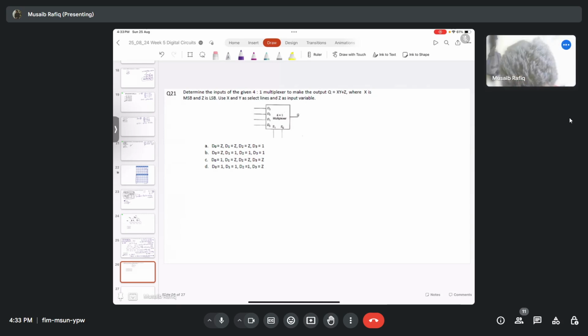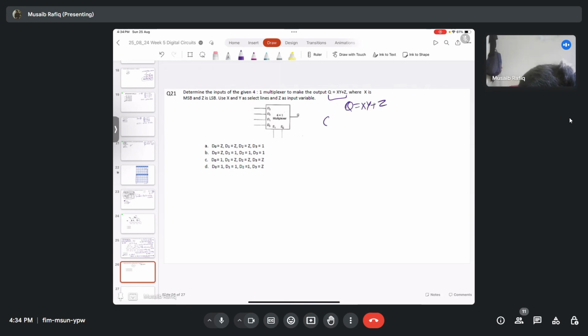It states: determine the inputs of the given 4 is to 1 mux to have the output Q equal to xy plus z, where x is your MSB and z is your LSB. Use x and y as your select lines. So the MSB and the second bit towards the right of the MSB are select lines, and z, the LSB, is your input variable, right? So Q is equal to xy plus z.